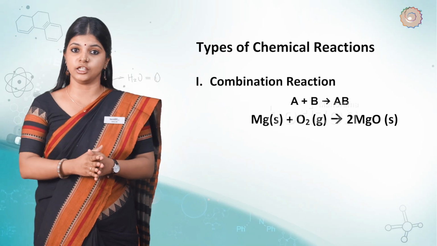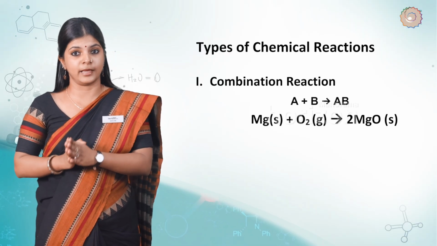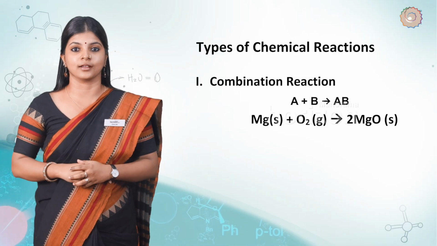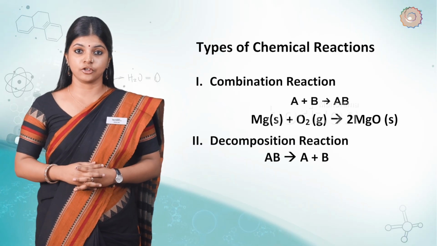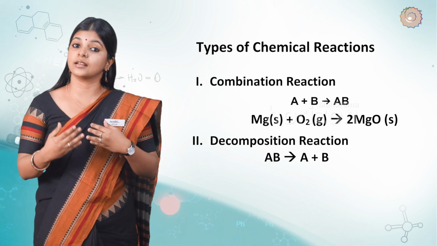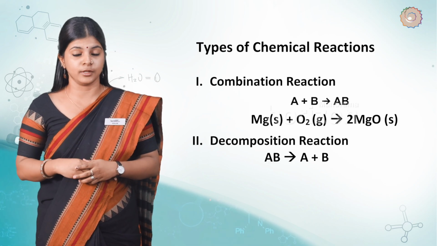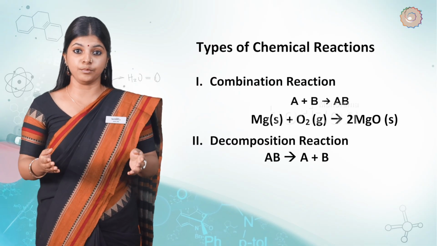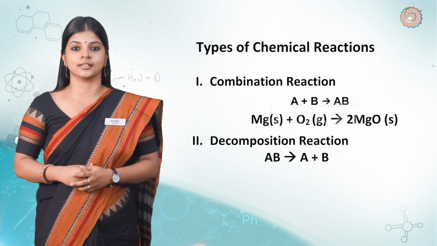For example, magnesium burning in air to form magnesium oxide. Here there are two reactants but just a single product. The second type of reaction is decomposition reaction. Now, decomposition reaction can also be considered as the opposite of combination reaction, because here a single reactant decomposes to form two or more products.